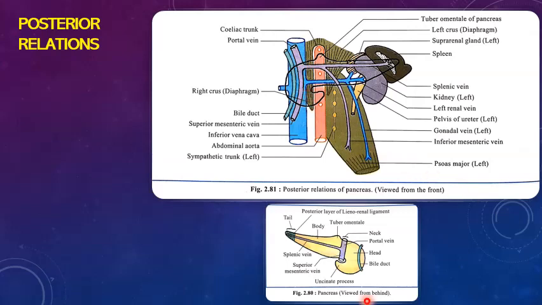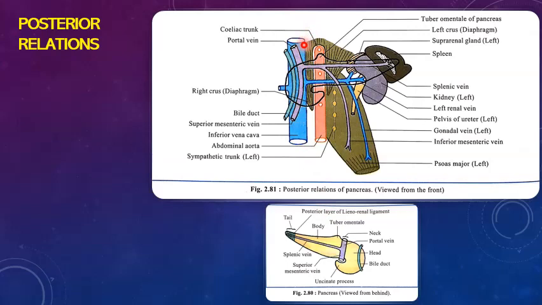Then in this image, this is the posterior surface of the pancreas. Here this green tube you are seeing is called the bile duct. The bile duct lodges in a groove between the pancreas and the second part of the duodenum. This duct sometimes penetrates the head. So this also forms a posterior relation for the pancreas.